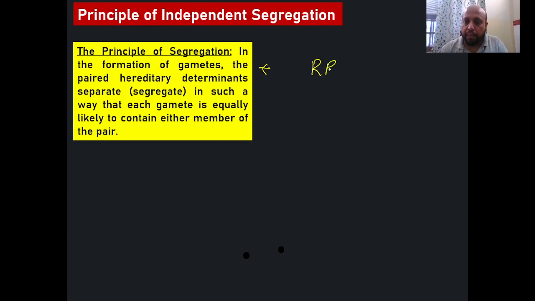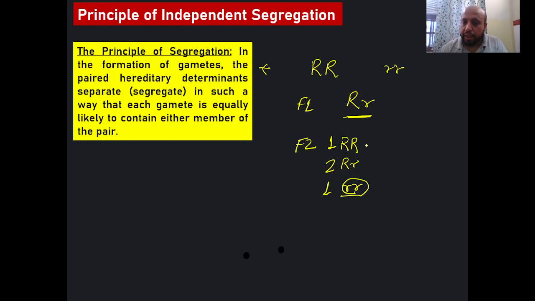It means if you have a capital R and a small r in the F1 individual, you get capital R and small r gametes. When you solve this, in the F2 generation you receive one individual of this type, two of this type, and one of the other type. Why does it appear? Because there is no bias. That's what Mendel is trying to explain in terms of the principle of independent segregation: whenever the gametes form, this gamete separation is an independent phenomenon.